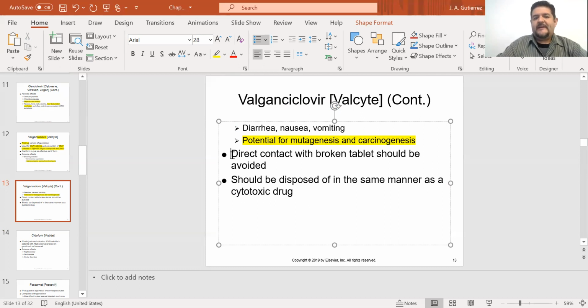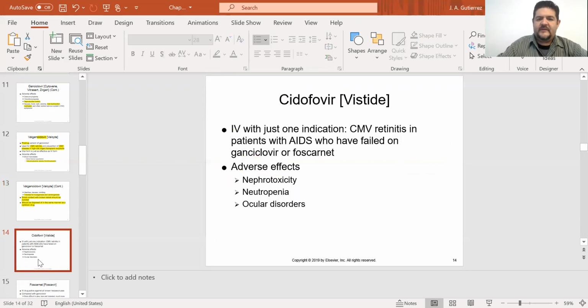As advice regarding the tablets, direct contact with broken tablets should be avoided. So don't touch those type of tablets if they're broken. Make sure that when you handle the prescription, you have gloves. And those broken tablets should be disposed of in the same manner as a cytotoxic drug. So don't just dump it in the sewer system or stuff like that. There's a special protocol in hospitals where they let you know medications that are cytotoxic, medications that are used for chemo, medications that are able to suppress the immune system. They have to be disposed of, and they'll let you know where to put those medications.